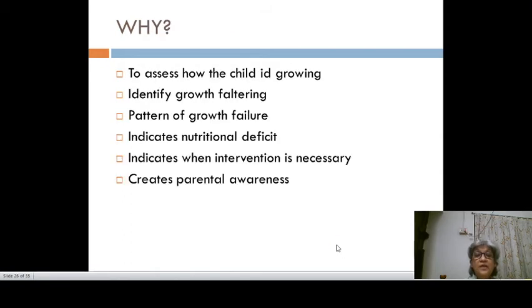Now, why? What is this growth evaluation going to tell us? It is going to tell us whether the child is growing normally, whether there is a sudden faltering, which may be an indicator of poor nutrition or some illness. It may be an indicator telling us that we need to intervene. And also, this monitoring will help us tell the parents that you need to improve on the nutrition and how you should take proper care of your child. For parental awareness also, this monitoring is very important.